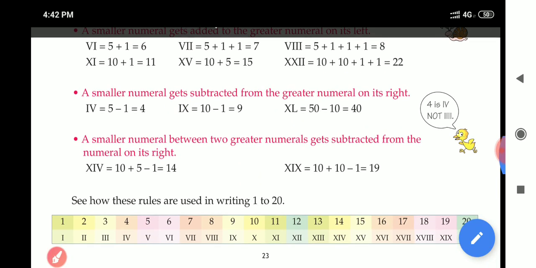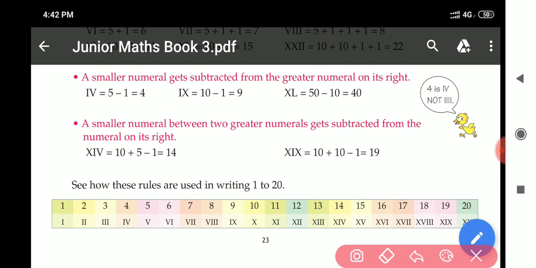Now a smaller number between two greater numerals gets subtracted from the numeral on its right. See, this is 10, then 1 and 5. So 10 and 5 are there, and in between 1 is there. So what we do, this 10 and 5 get added and the middle number is subtracted. See, 10 plus 5, 15, minus 1 equals 14. Like this, we write down the Roman numbers.